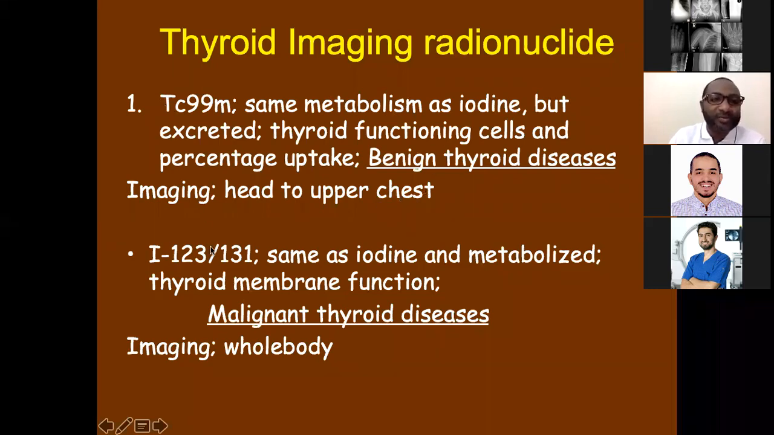The second radiopharmaceutical is iodine-123 or iodine-131. These are exactly similar to iodine. The only difference is that they are radioactive. Iodine-131 has the good property that you can use it both for imaging and for therapy. The reason why we don't use this iodine routinely for imaging, rather than technetium, is that it has a higher energy. The photons released from those iodine isotopes are not very suitable, so the image quality is not as good as what you have with technetium.